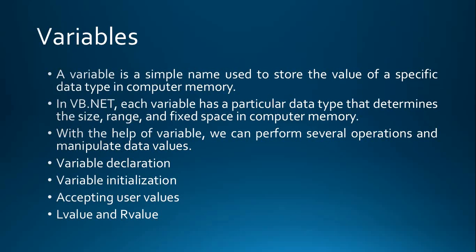So what are variables? A variable is a simple name used to store the value of a specific data type in computer memory. In VB.NET, each variable has a particular data type that determines the size, range, and fixed space in computer memory. So in short, we can say that a variable is nothing but the name given to a particular storage location, which we use to store data. So with the help of a variable, we can perform several operations and manipulate data values.